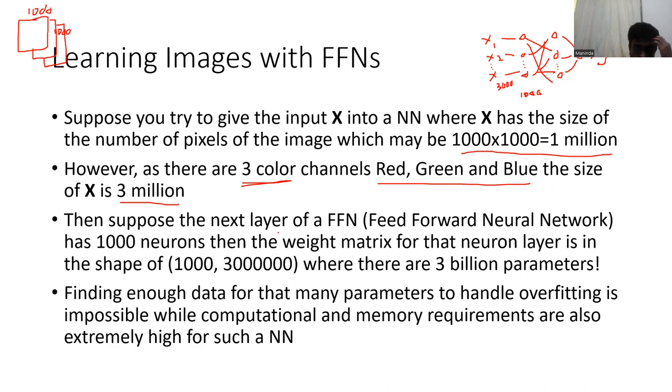So now, when it comes to the weight vectors of these neurons, what is the dimensionality of this weight matrix? That could be 1000 by 3 million, which is 3 billion parameters, right? So only for this particular layer, there are 3 billion parameters. That means only for the weight vectors. And if we add the bias vectors, because there are 1000 neurons, that is 3 billion plus 1000 biases. So this is a huge number, right?